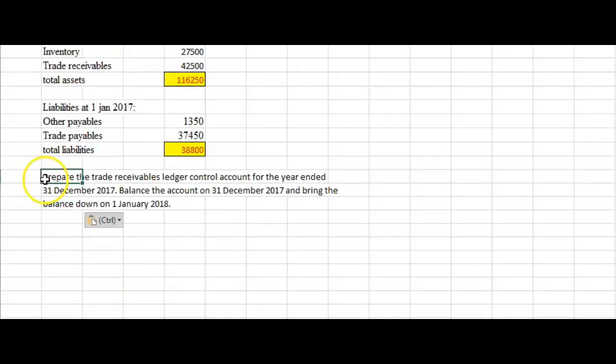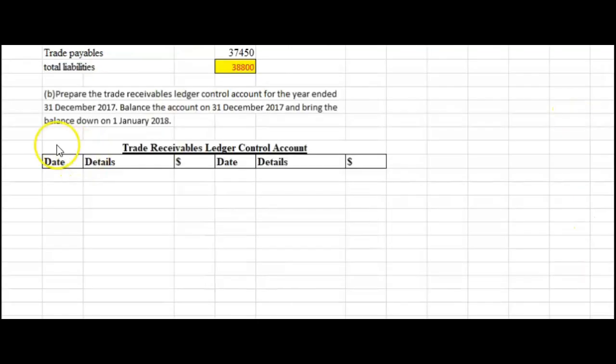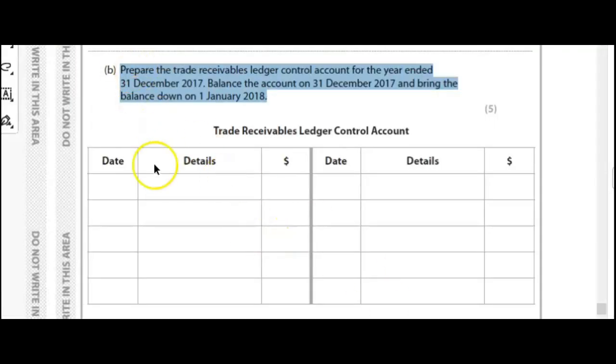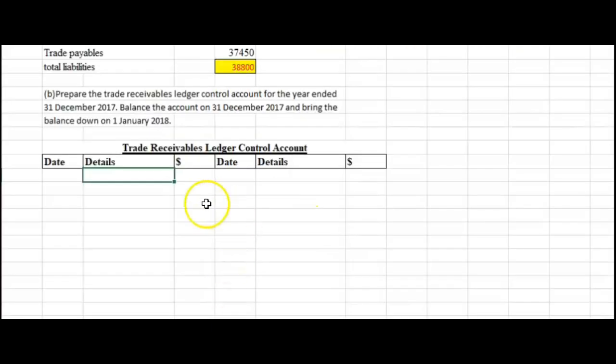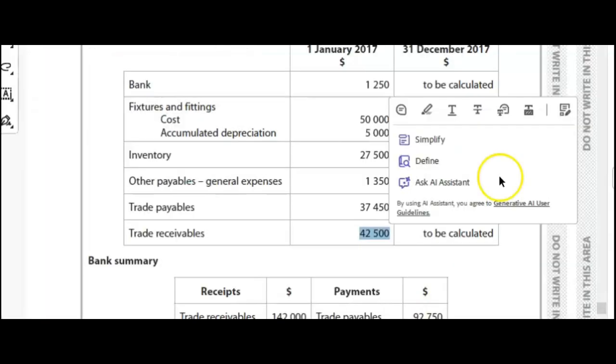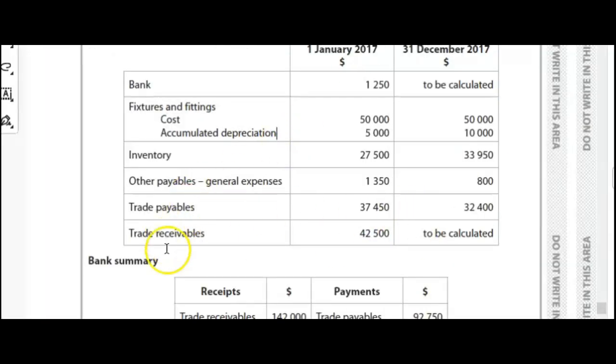Now let's move on to the next requirement, which is to prepare the trade receivables control account. Don't worry, this is very similar to the control accounts you've already done in paper 1, so we'll follow the same steps. We start with the opening balance, which is 42,500. This represents what customers already owe at the beginning of the year, so it goes on the debit side of the trade receivables control account.